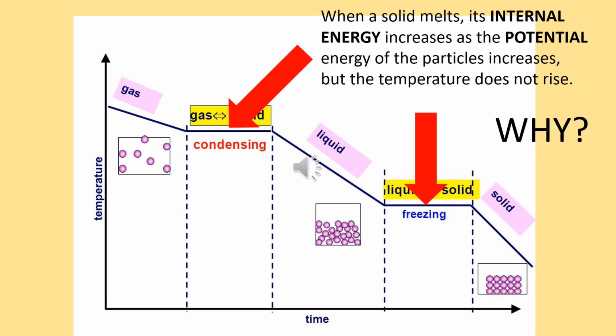When we do the reverse transition of gas to liquid, energy is released as bonds are formed, and so the temperature stays constant. Similarly, when a liquid freezes, energy is released as bonds are formed.